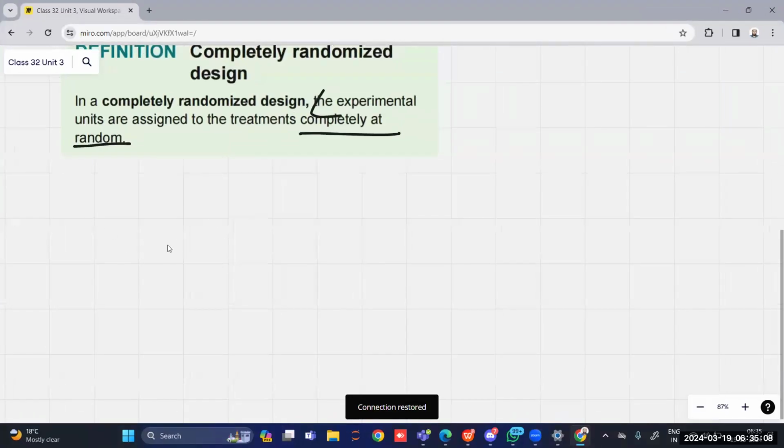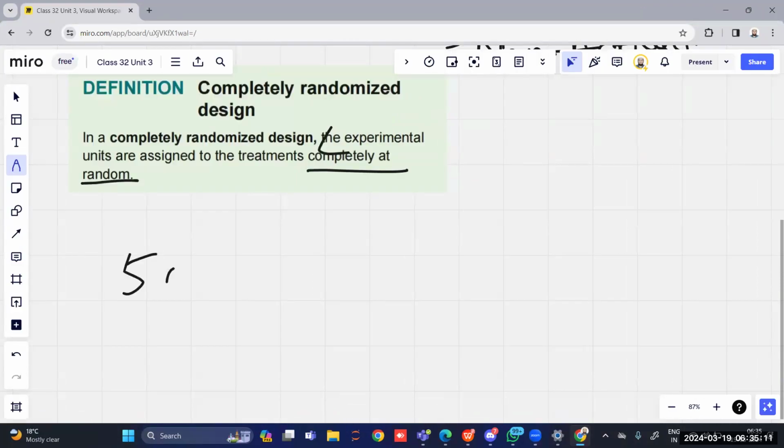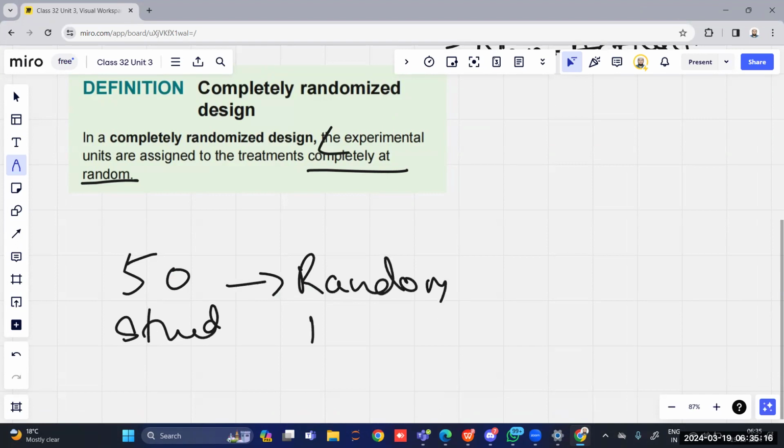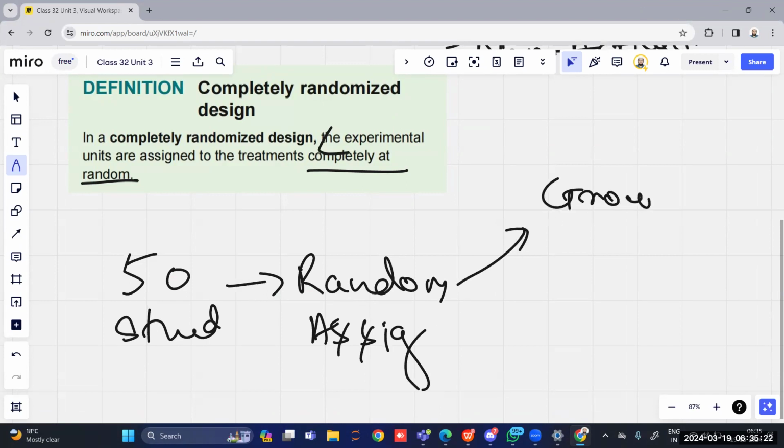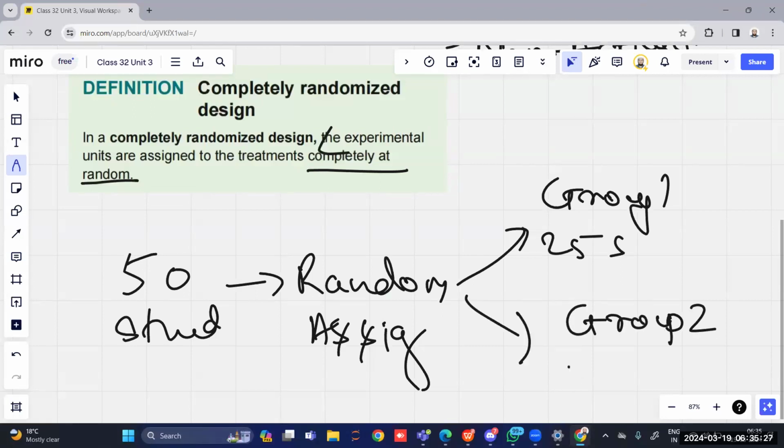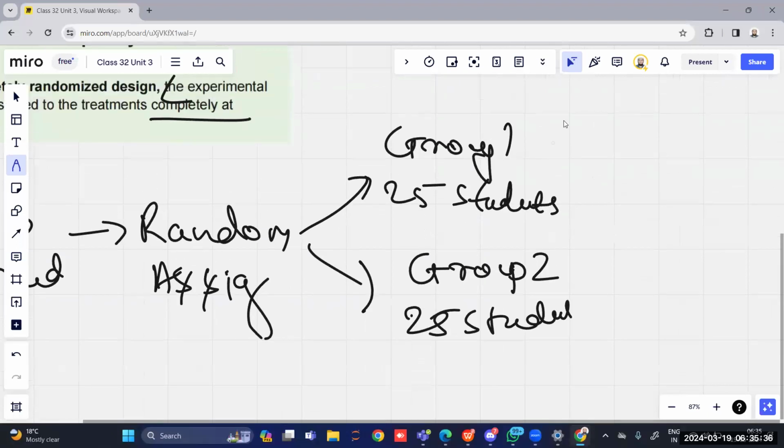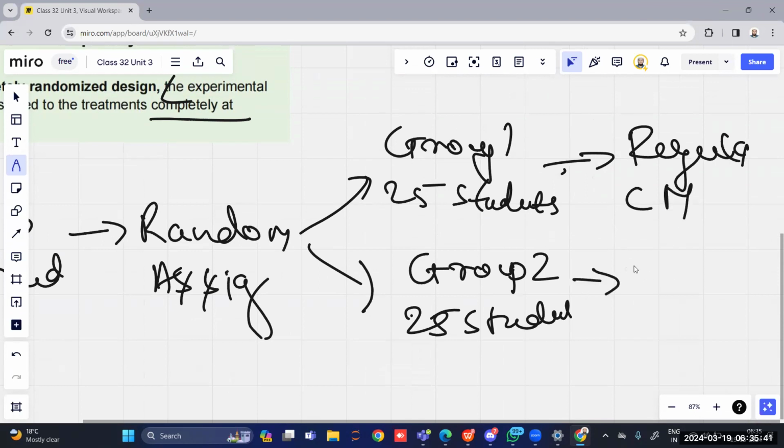50 students were there. Then we do a random assignment, a random experiment we have done. So we have got group 1 as 25 students and group 2 as 25 students. Correct. So now group 1 will get a regular chocolate milk and this one they'll get a new chocolate milk.